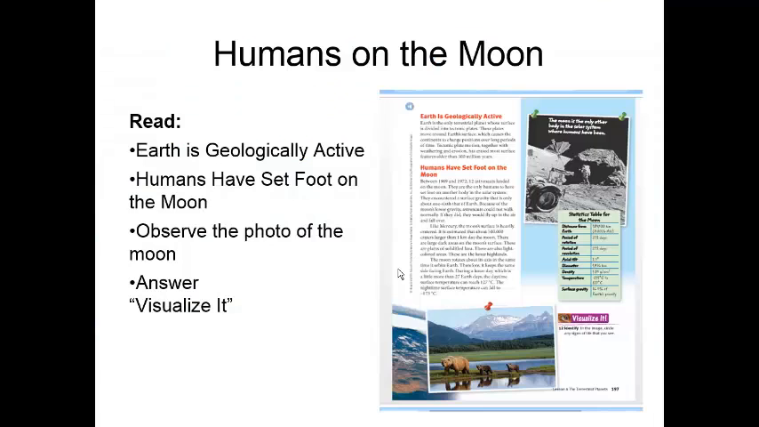All right, right now I want you to go to page 197 and read Earth is geologically active, then read Humans have set foot on the moon. I want you to observe the photo of the moon and then answer the question, visualize it. You have 4 things to do, so pause the video now and do that.